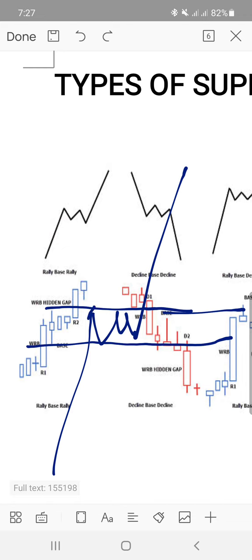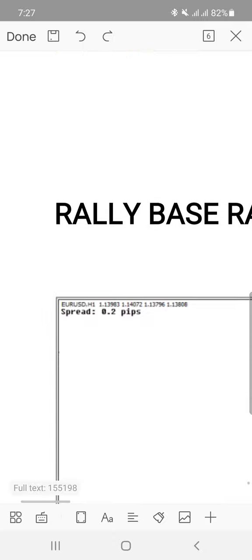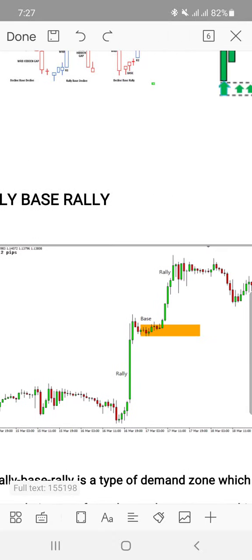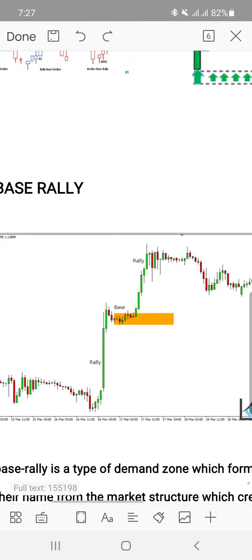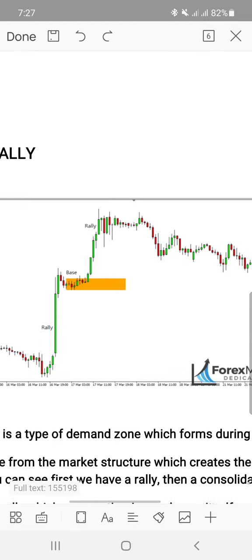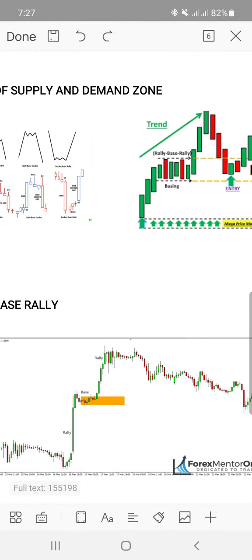So I'm going to be explaining each and every one of them: the rally-base-rally, drop-base-rally, rally-base-drop, and drop-base-drop, carefully, so that you understand it very well, right? So now the first one I'm going to be explaining is the rally-base-rally. Now, if you can see from this diagram, you will notice that the market went up.